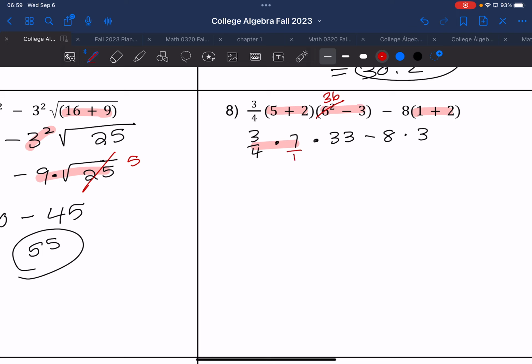And then when I multiply fractions, what do I do with the numerators and the denominators? We just multiply across. So this becomes 21 over 4 times 33 minus 8 times 3. Okay? Now I'm going to do the same thing. So what would be my next multiplication that I would deal with? This first one or this second one? First one. Let's just go ahead and continue doing that first one. So that means I'm going to have to turn 33 into a fraction, and I do that by writing what in the denominator? A 1, and then I multiply across.